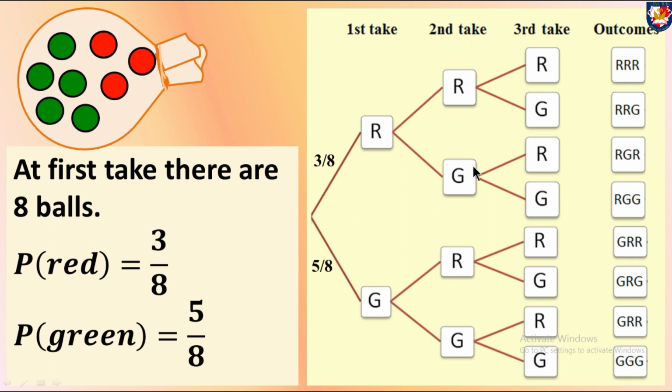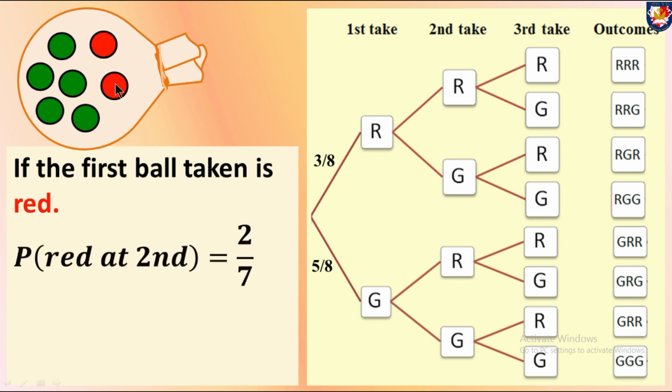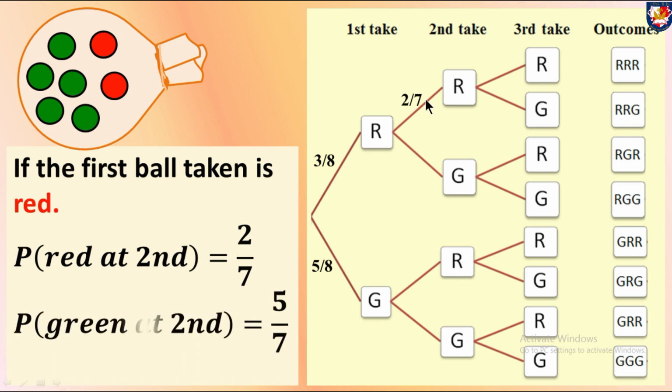How about the probability here at the second take? This is the probability after getting red at the first take. So, take out 1 red ball. The probability of getting red is 2 per 7 because there are 2 red balls out of 7 balls here. So you write 2 per 7 here. And the probability of getting green at the second is 5 per 7 because there are 5 green balls out of 7 balls. You write 5 per 7 here.